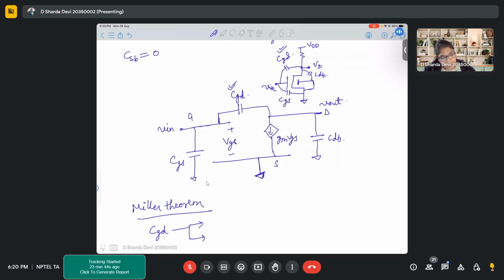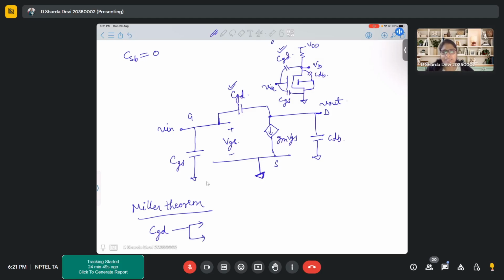Okay. If you observe very carefully, the other capacitances, CGS and CDB, are connected between one terminal and ground. But CGD is connected between two floating terminals. These two nodes are floating in nature because Vin is changing, and correspondingly your Vout is also changing, so there is no fixed voltage. For CGS, one node is already fixed at ground. For CDB also, there is a node fixed to ground. But in the case of CGD, both nodes are floating: with a change in Vin, the output also changes, so both voltages are changing. That's why it is called a floating capacitor.